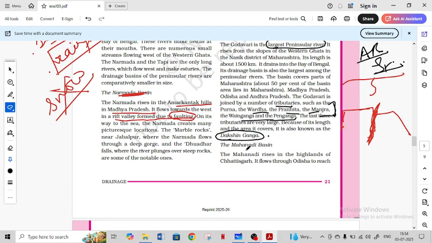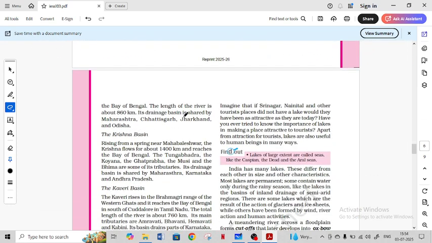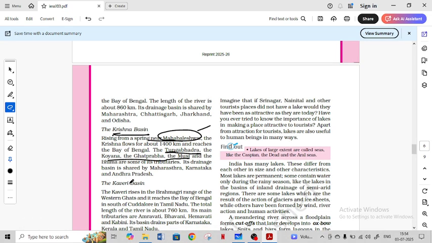Next, we'll talk about the Mahanadi Basin. Mahanadi rises in the highlands of the state of Chhattisgarh. You can remember that it flows through Orissa and into the Bay of Bengal. Krishna rises from a spring near Mahabaleshwar. Again, a very common and repetitive question. Mahabaleshwar, the location, and the tributaries are also important: Tungabhadra, Koena, Ghataprabha, Musi.